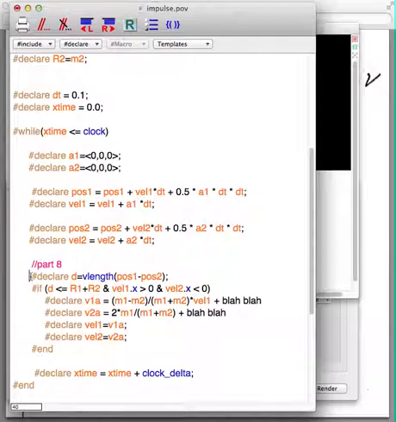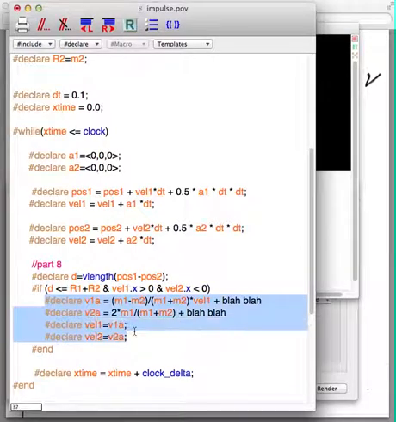Again, what stayed the same? The proximity and the collision detection. All you're changing is the guts here. We've changed the guts 3 times: impulse, inelastic, and now elastic. And you should be all set.